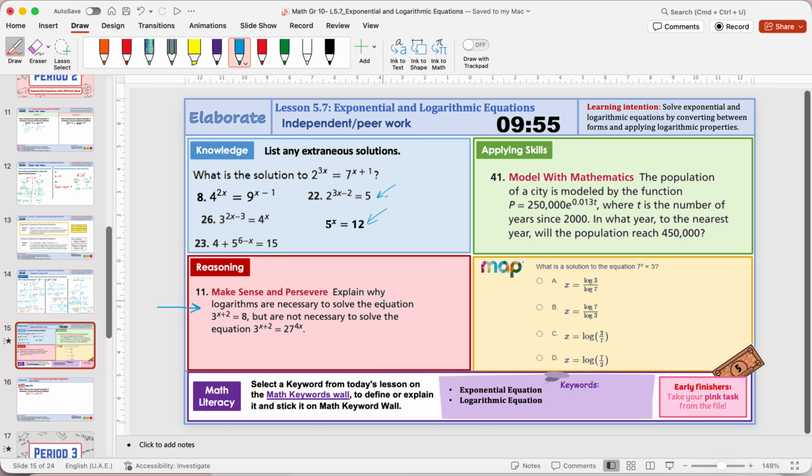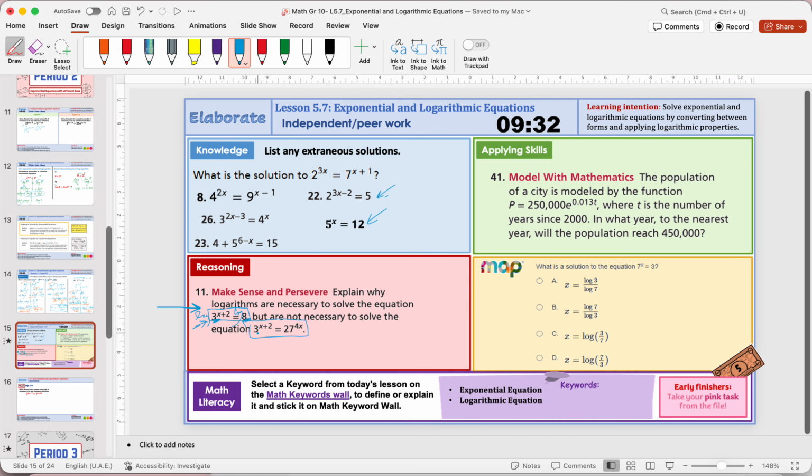Let's see. So they're saying why logarithms are necessary to solve equations like this one, but they are not necessary to solve equations like this one. As you can see, in this equation I have the base is 3 and on the other side it's 8. I can't really write them as the same base. So I need to take log of both sides in order to solve such a problem.